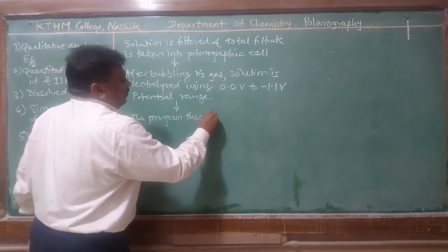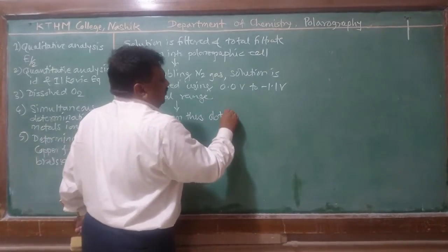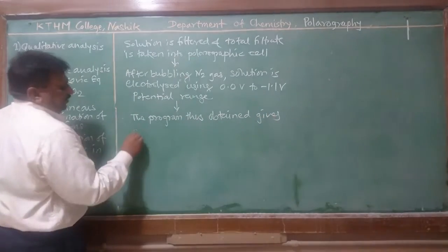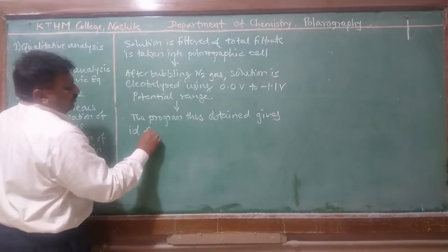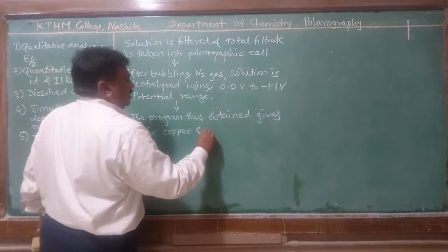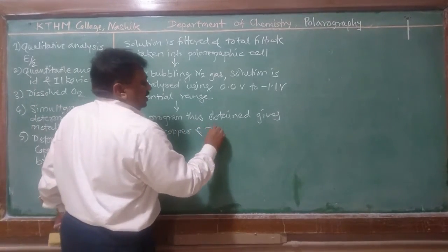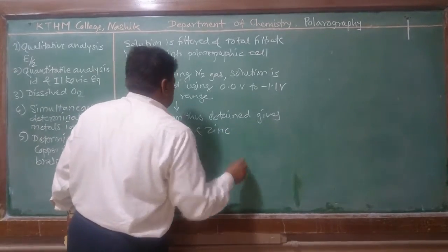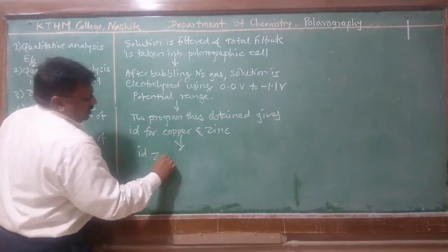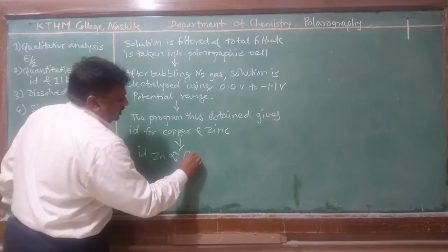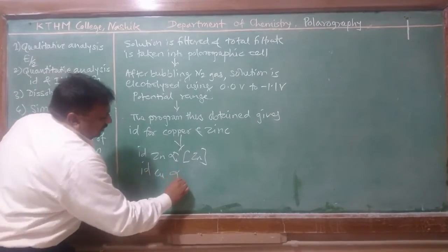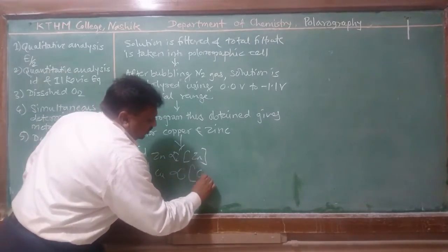The polarogram thus obtained gives the diffusion current Id for copper and zinc. The Id of zinc is directly proportional to the concentration of zinc, and the Id of copper is directly proportional to the concentration of copper.